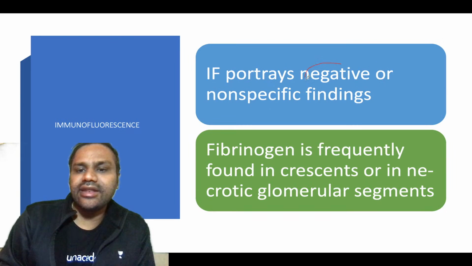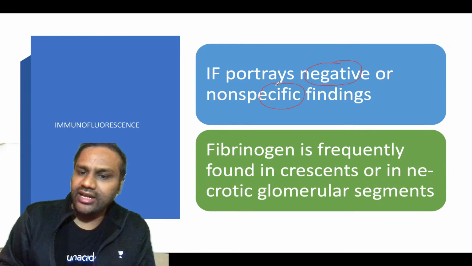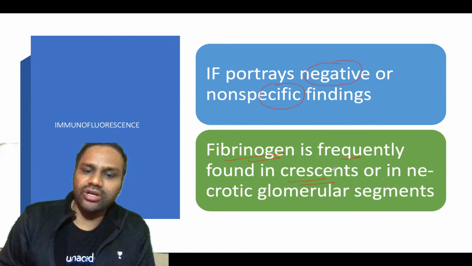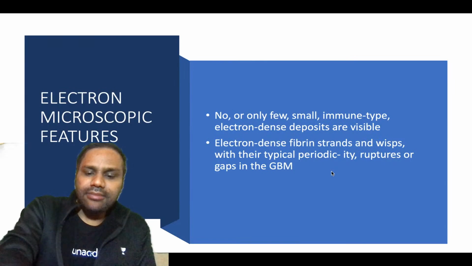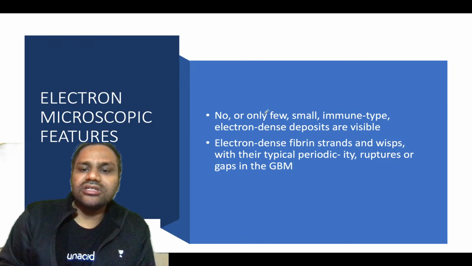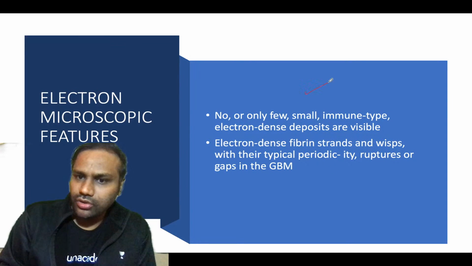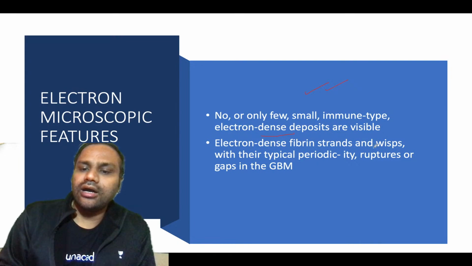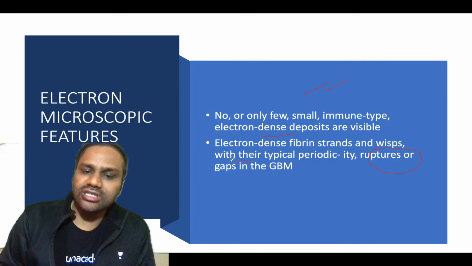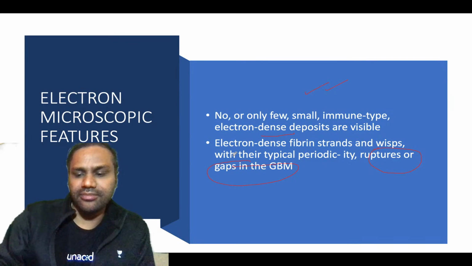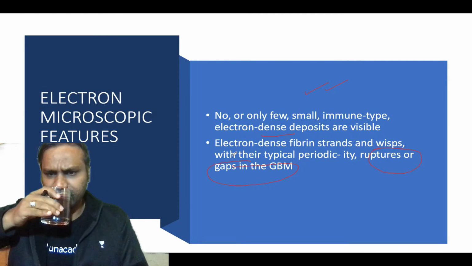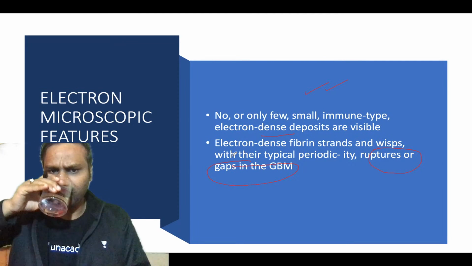Now immunofluorescence is normally negative or shows non-specific findings. Okay, you can see fibrinogen is frequently found in the crescents. EM, as I already said, there is no deposition of electron-dense deposits. Okay, there are no deposits, but you can see rupture or gaps in the GBM. So this is the electron microscopic feature in case of pauci-immune glomerulonephritis.